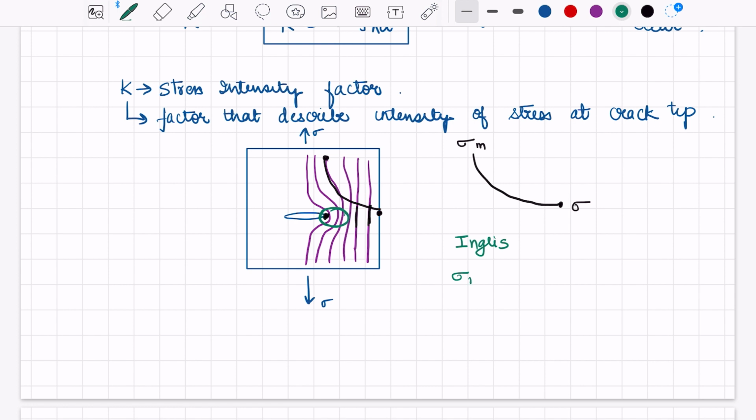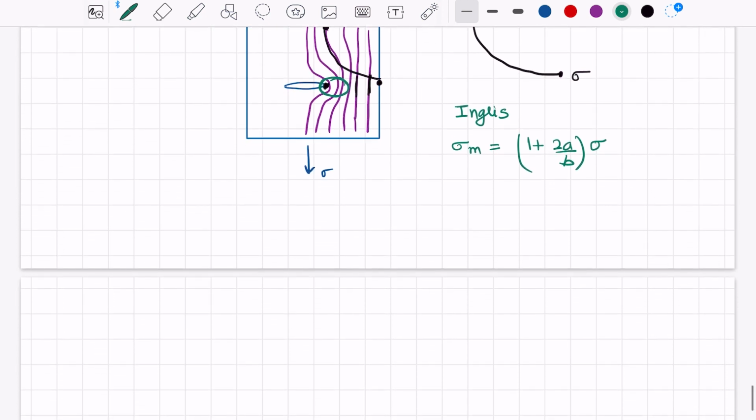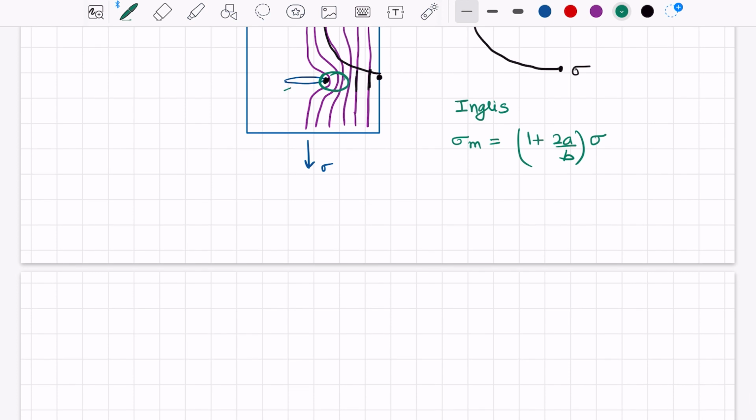Now Inglis has given an equation for sigma m. He determined the stress distribution and suggested that sigma m is equal to 1 plus 2a by b times sigma. Here please note 2a is the major axis and 2b is the minor axis of the elliptical crack.